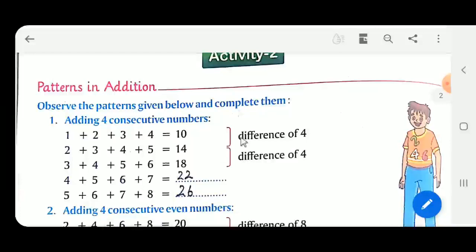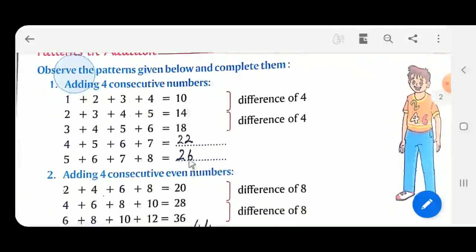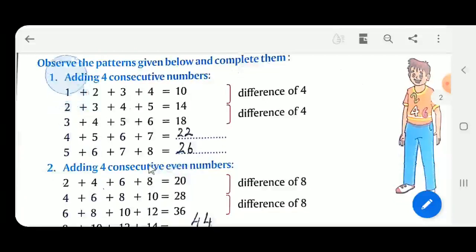So, what is the difference of these two? The difference of these two is 4. So, keeping in mind, if we go on adding 4 to the answer, that is 14 plus 4, 18, 18 plus 4, 22, 22 plus 4, it is 26. So by this we find the answer.